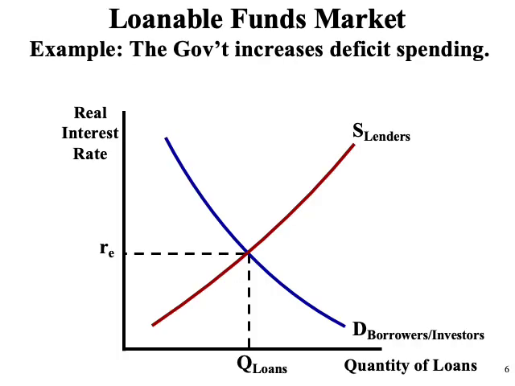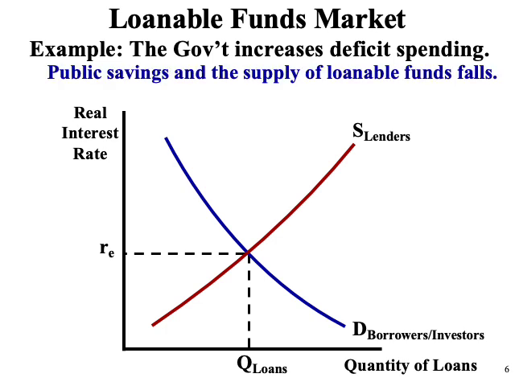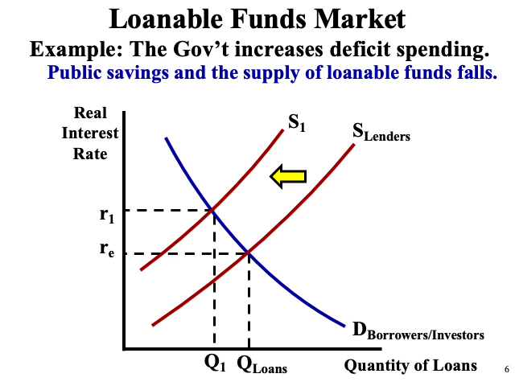Let's look at a situation that's probably happening due to COVID-19 and an increase in government spending. At the federal level, there's a $2.2 trillion stimulus that was just passed. So the government's going to increase deficit spending. Okay, what that's going to do is decrease the amount of public savings, because the government is saving less than they would have before, or borrowing even more than they would have before. So that's going to impact the supply of loanable funds. It's going to decrease the supply of loanable funds, and when we decrease the supply of loanable funds, that raises the real interest rate and decreases the quantity of loans.